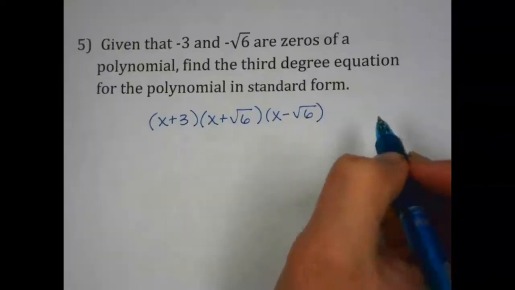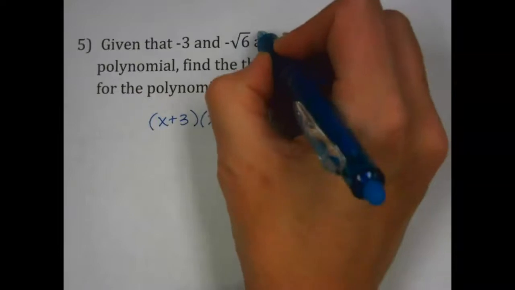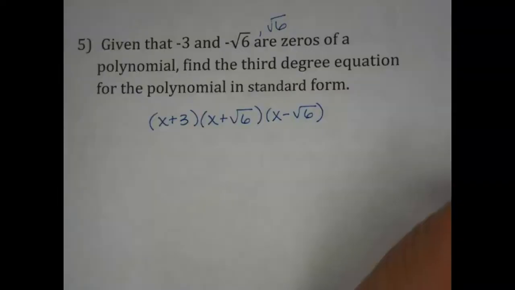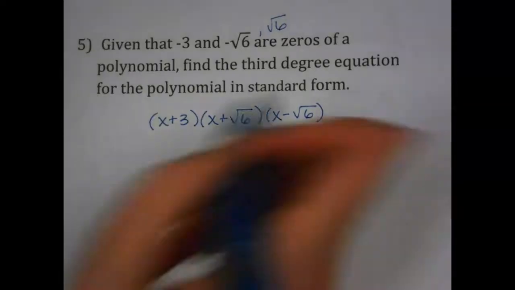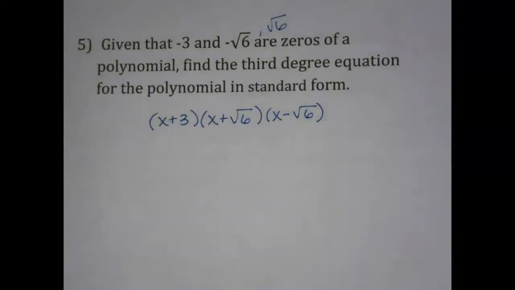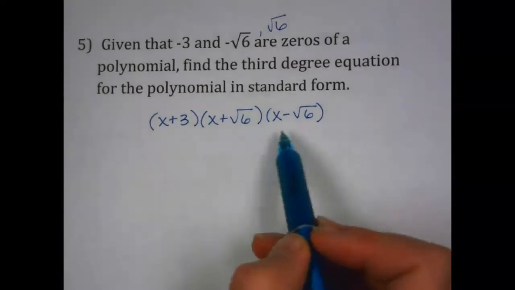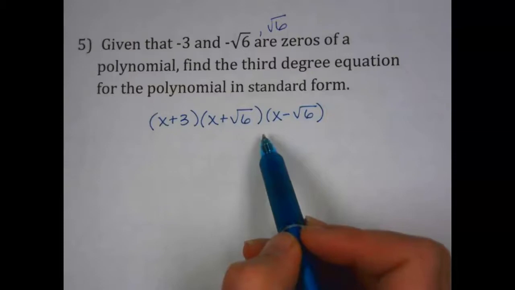So keep that in mind. Since negative square root of 6 was a 0, positive square root of 6 is also a 0. And that'll happen every time. And then you can go ahead and do your multiplication. Just like last time, I'm going to multiply these second two together first because the middle term is going to end up dropping out.